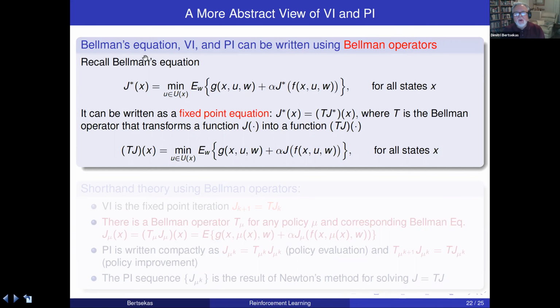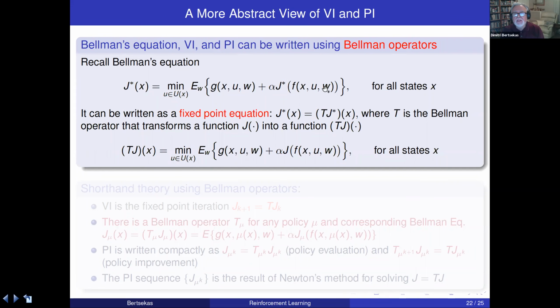Okay, so we introduce abstract notation and the Bellman operator. Bellman's equation is given by this expression for the discounted problem: one stage cost, optimal cost to go, appropriately discounted, minimization. There's one equation for every state. If there's a finite number of states, this J star of x is an n-dimensional vector for n states. If there's an infinite number of states, this involves a function. It's a functional equation. Now, let's consider the right-hand side.